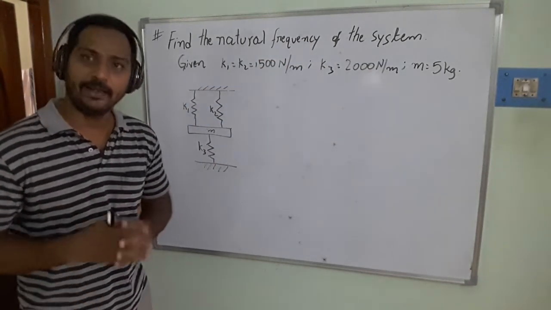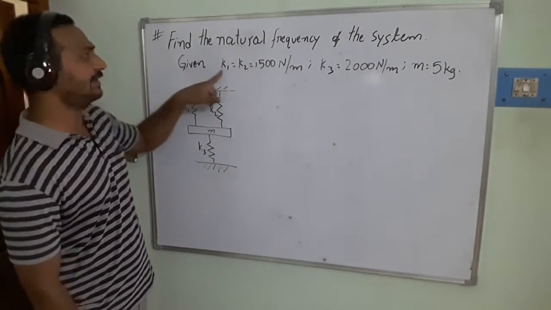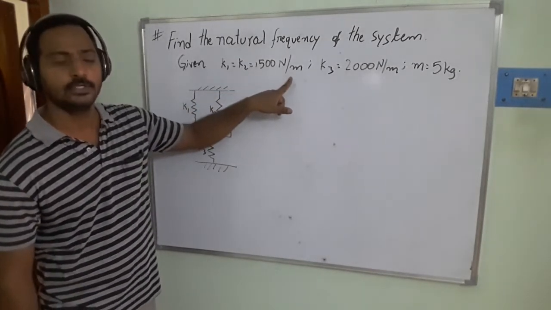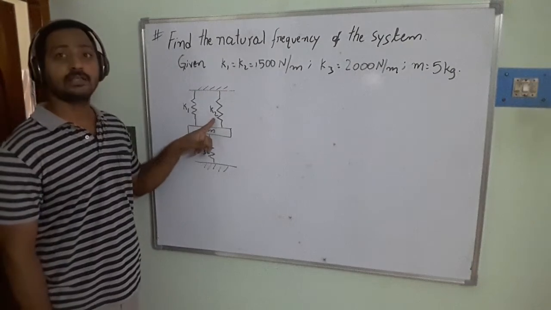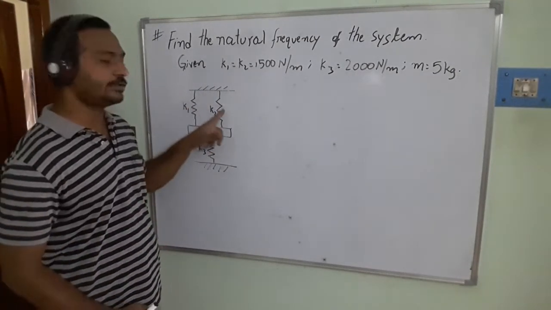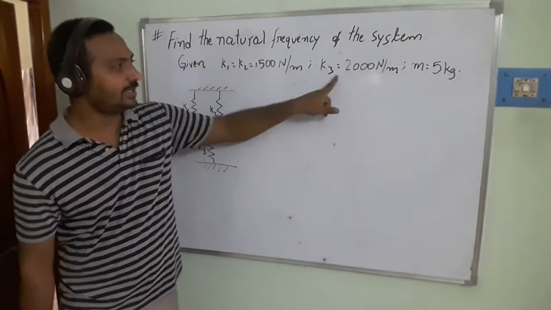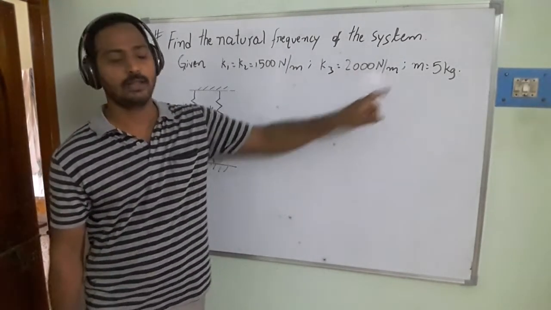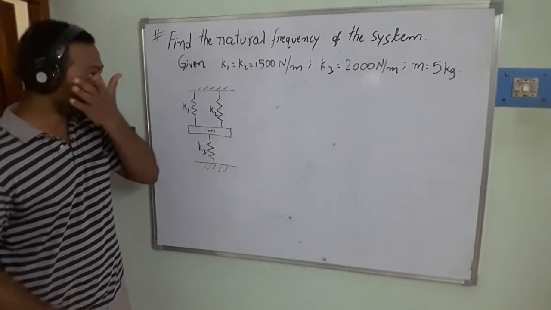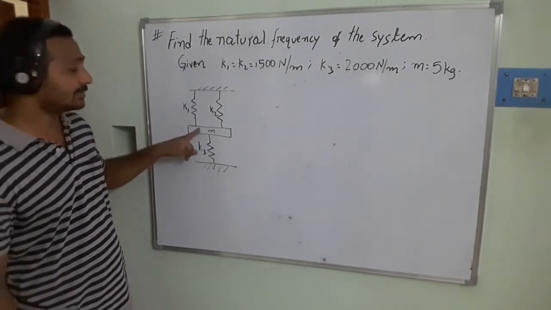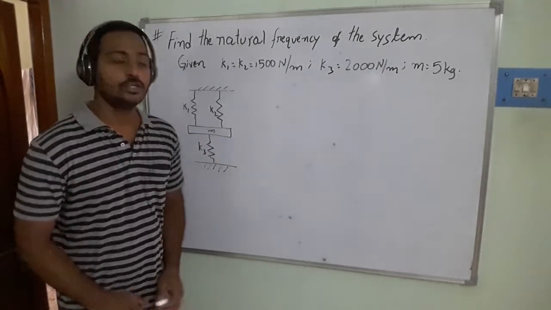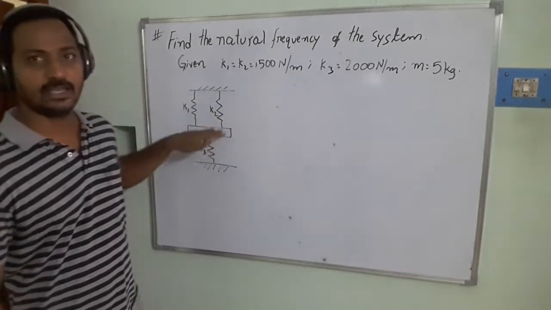Then what is the data he has provided for us? The data is given here. K1 and K2 are equal to 1500 Newton per meter. K1 and K2 are the spring stiffnesses of springs 1 and 2, right? And K3 is given as 2000 Newton per meter. The third spring stiffness constant is 2000 Newton per meter. And the mass of the system is given as 5 kg. So this is the given data and this is the given figure.